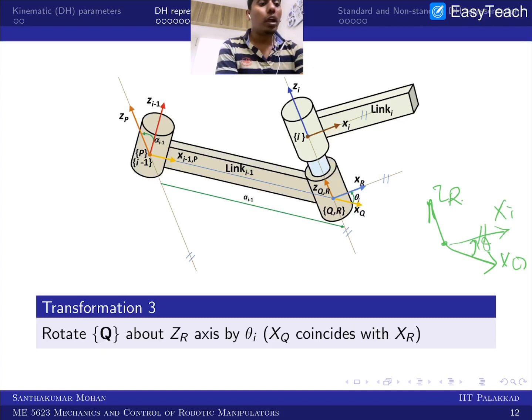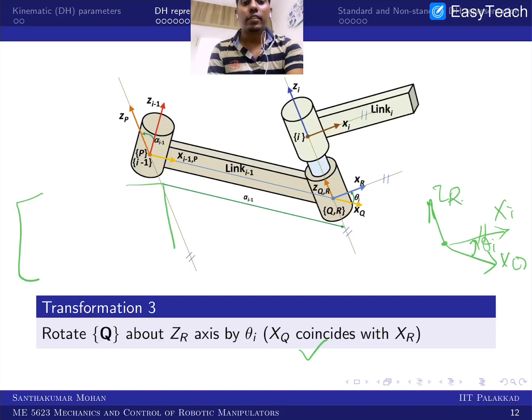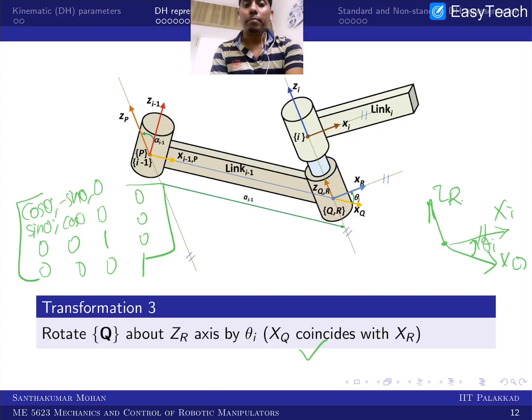This angle is called the joint angle, which is nothing but theta i. Here you can see that about zr, I am rotating xq to be parallel to, or coincide with, xr. So this is what I am doing. The next operation is with respect to the z axis, and the operation I have done is a rotation. So this is what you will get: cos theta i and minus sin theta i, and sin theta i and cos theta i. This is going to be your transformation matrix.